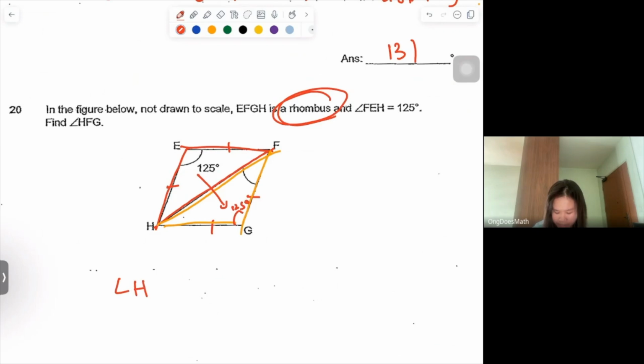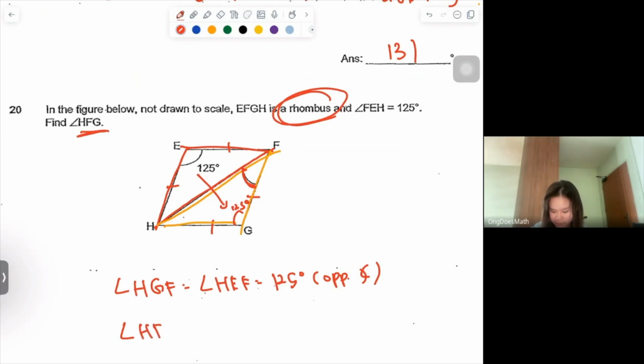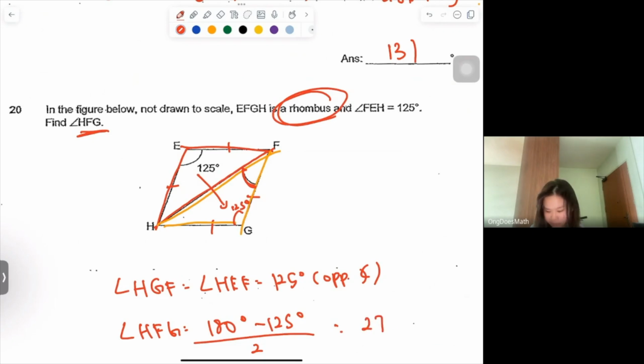Angle HGF is equal to angle HEF, which is 125 degrees, using the opposite angle rule. Next up, we'll use the isosceles angle rule. To find this angle, which is what we want, HFG, you just have to take 180, because angle sum in the triangle adds up to 180, minus 125 degrees, whole thing divided by 2. That should give you 27.5 degrees.